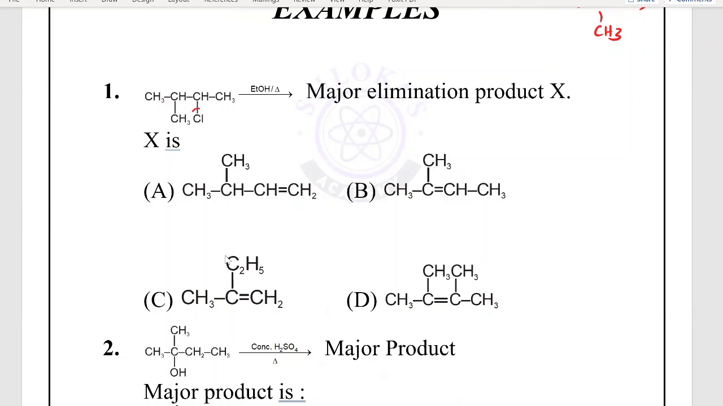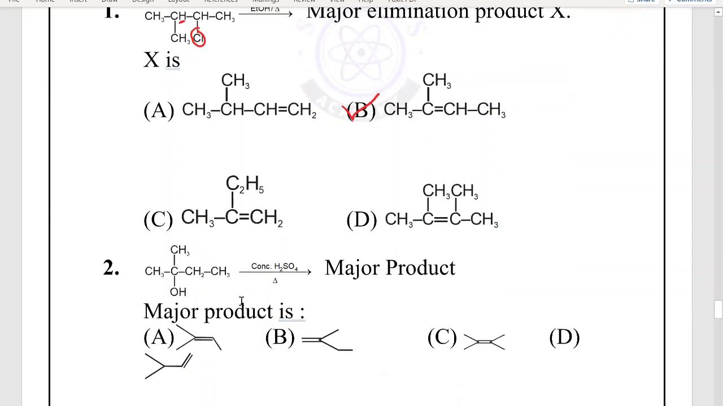So here what I'm doing is removing Cl and this hydrogen. So the double bond is going to be developed between these 2 carbon atoms. So the answer is B. And here OH from this one according to Saytzeff's rule, and hydrogen from this carbon. So the double bond is going to develop in between these 2. So the product A is the right answer.